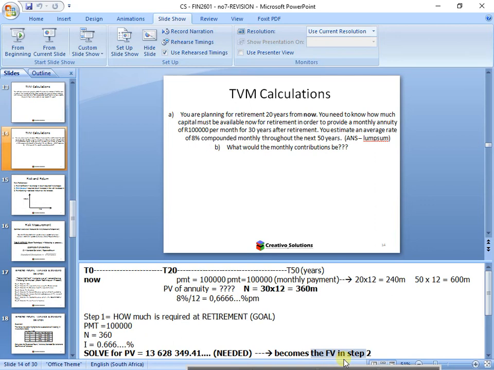Okay, so now work out the present value. How much capital will you need today to have this in 20 years? So now that PV is the FV for the next step. Okay, so quickly do that step.